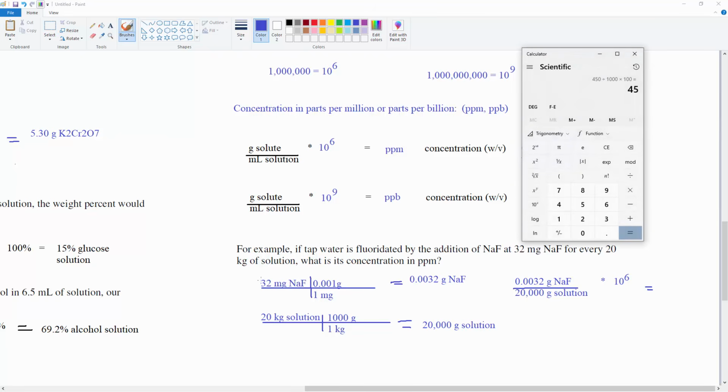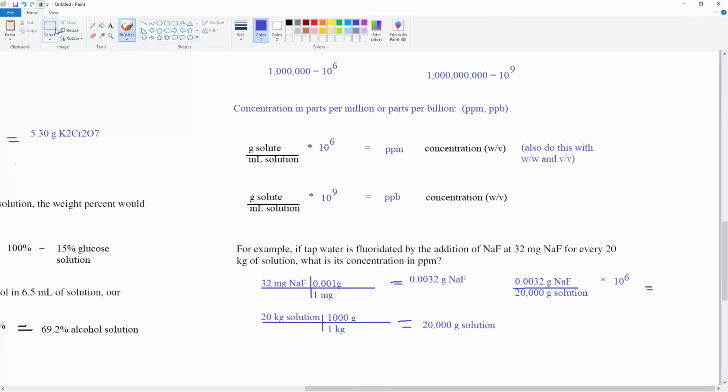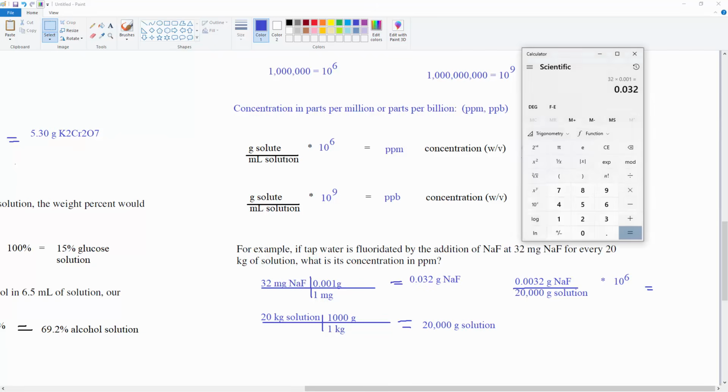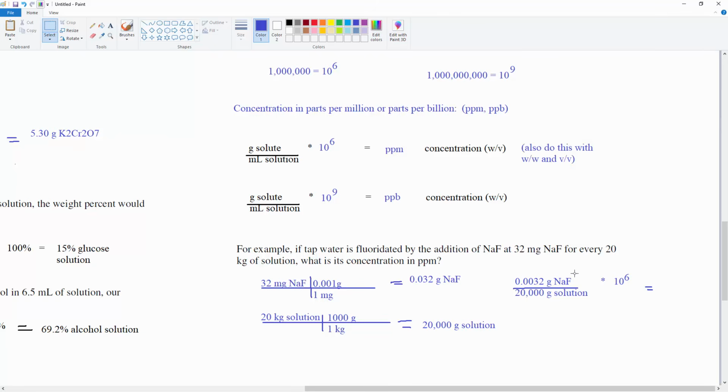Let me just double check this. Because Sarah says, is it 0.032 or 0.0032? Okay, so 32 times 0.001. Oh, you're right. I did it in my head and I did it wrong. This is why you do it in your head and then you double check on your calculator. Thank you, Sarah. Double check if I did 32 divided by 1,000, right? Because there's 1,000 milligrams in 1 gram. Yeah, same thing. Good catch. Thank you, Sarah.